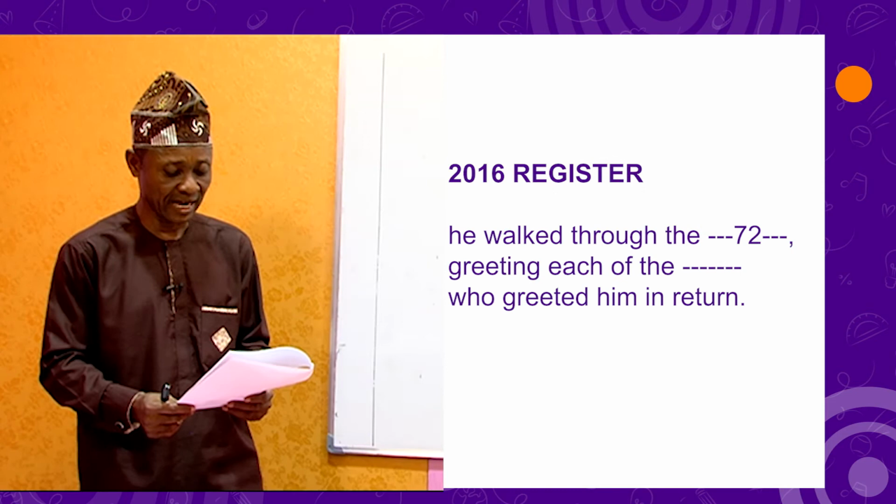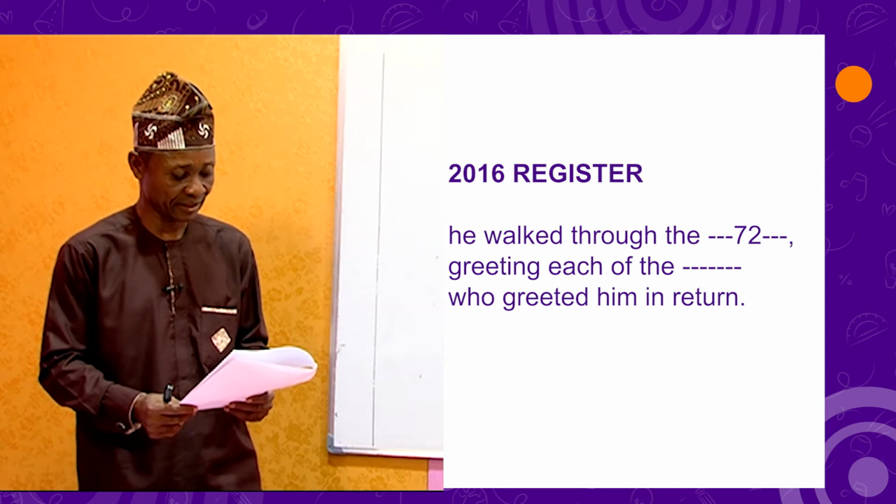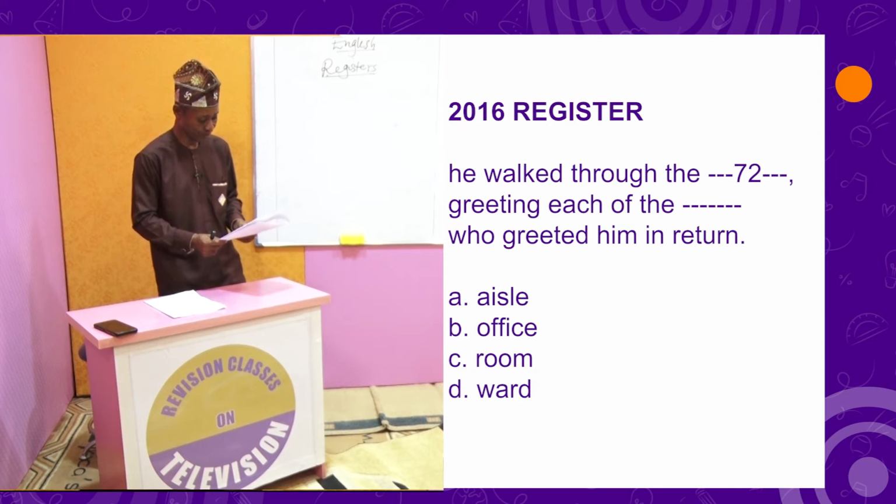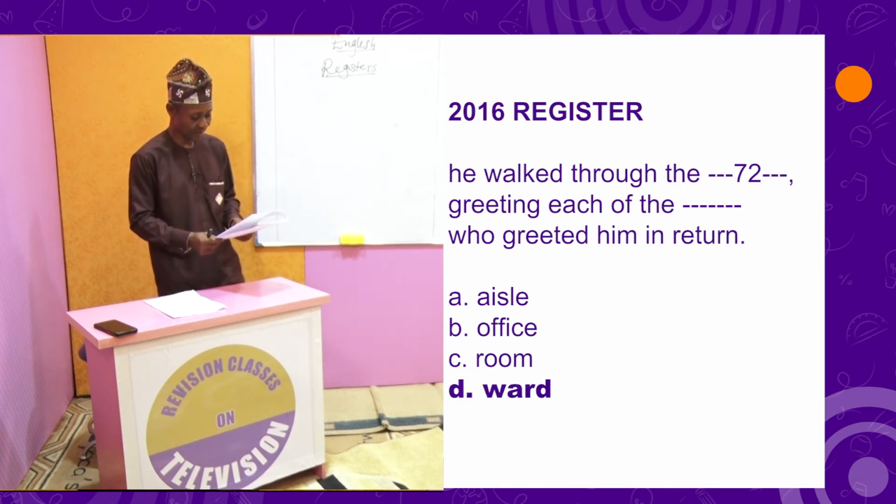He walked through the dash, greeting each of the dash, who greeted him in return. Question 72. The options are A, aisles, B, office, C, room, D, ward. Ward, which is option D, is the appropriate answer to question 72.